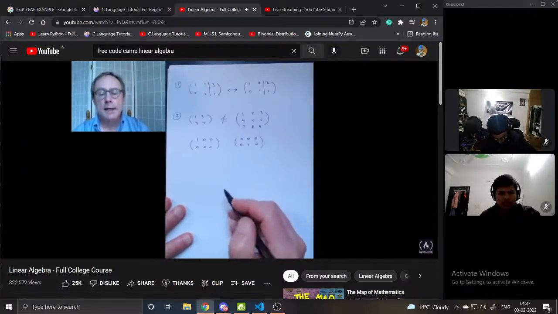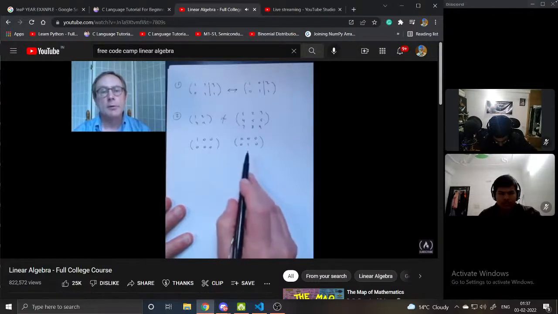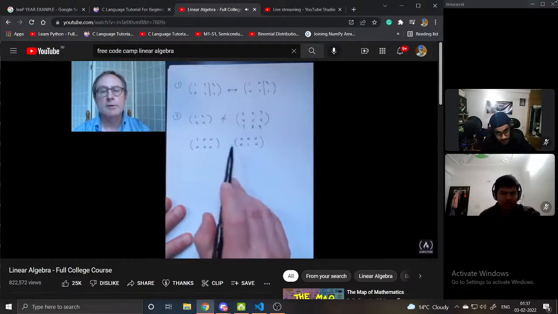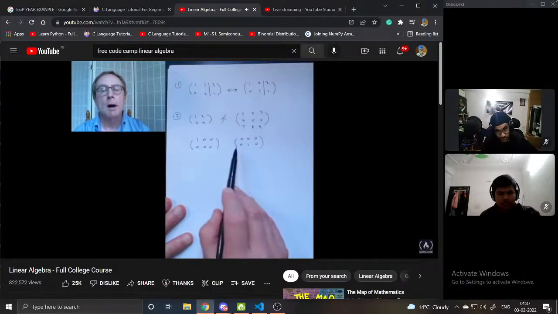And now I can say, you can think of those as augmented matrices if you like. I won't bother to write in the vertical bar. Now, when I say they're not row equivalent, I'm making the observation that you cannot get from here to here by doing row operations.